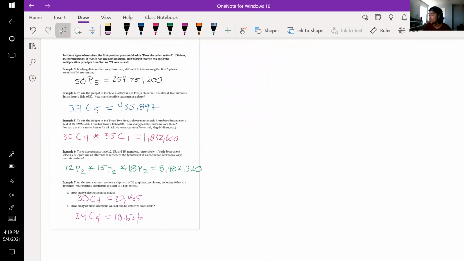So if you're doing a race, does order matter? Does the last person come in first place? And we would say no, right? This has to deal with order. There's only one first place, there's only one second place, and there's only one last place. So there has to be order in a race. So this means that we have 50 people running, but we can only pick 5 winners. So 50 permutate 5. Let's see what we got.